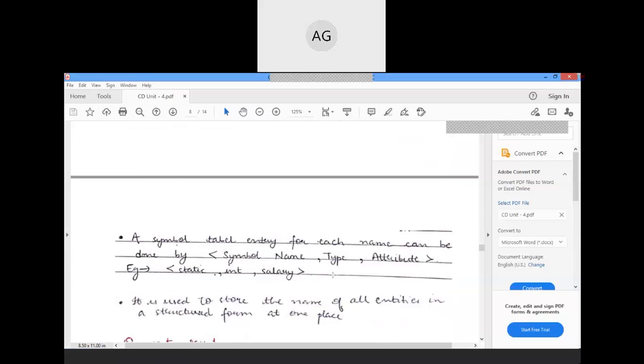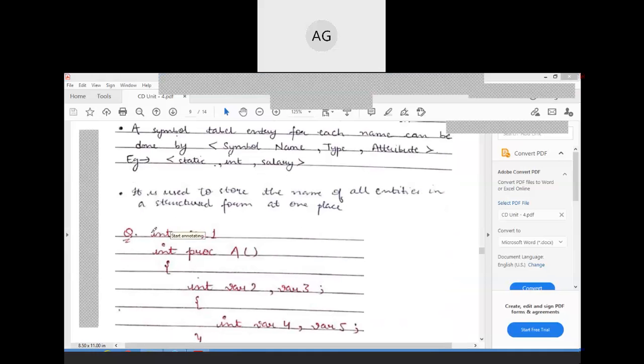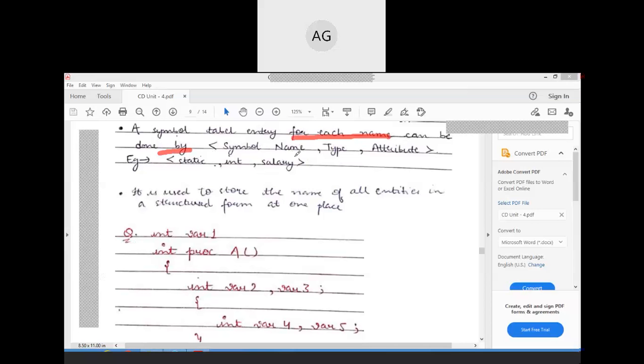Now moving to the next, a symbol table entry for each name can be made like this. These are the three constructs of a symbol table entry. You can write the symbol name, then the type, and then the attribute. So this is the general form.